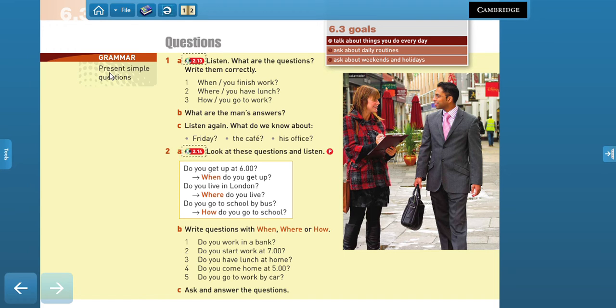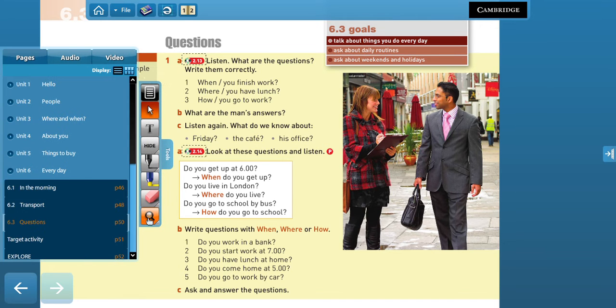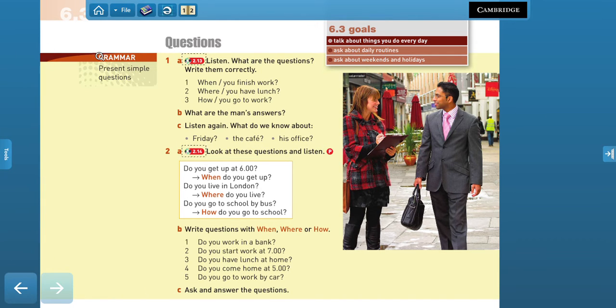Don't forget that present simple is what we use to talk about habits, routines, things you do every day, and things that are always true. All right? So we're going to start with a listening exercise. It says listen. What are the questions and write them correctly?